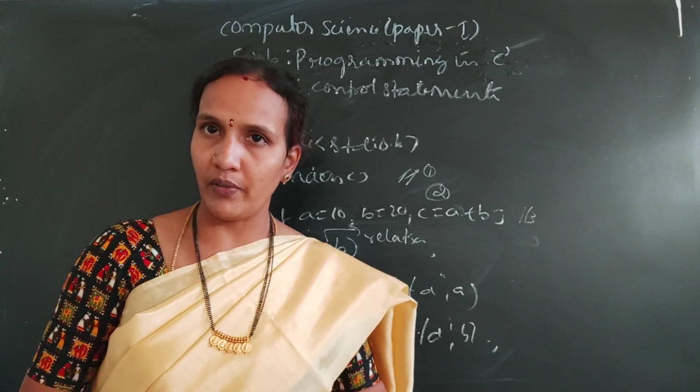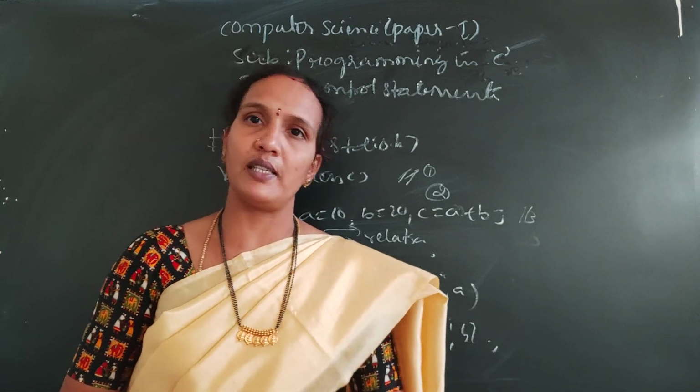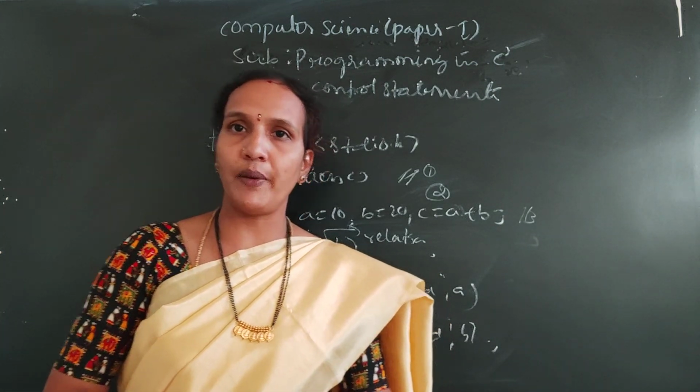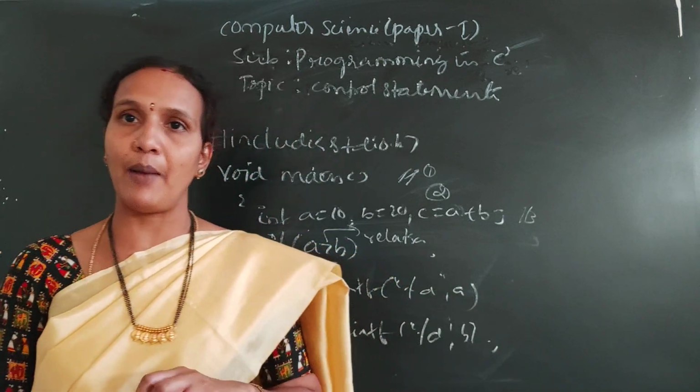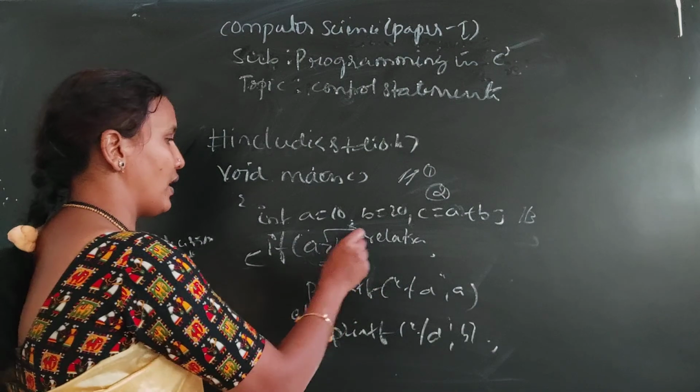Only one variable value I am printing, and I am checking which is biggest. So that is called a control statement. Okay, so as already explained, control statements help the programmer to implement the conditions in the program. Here it is called a control statement.